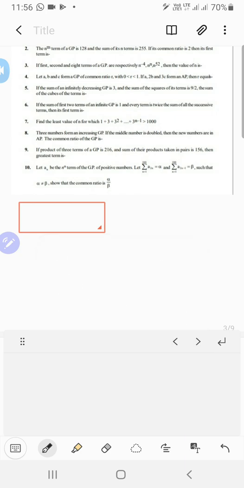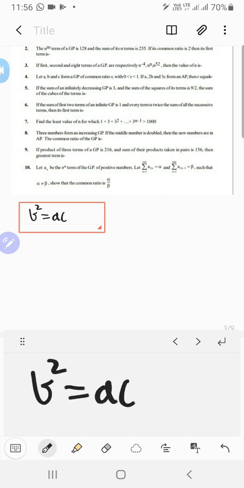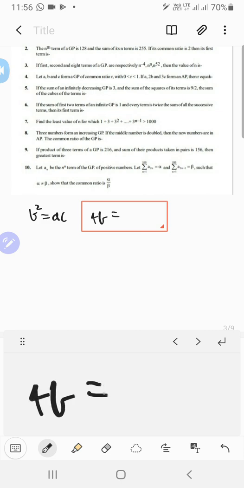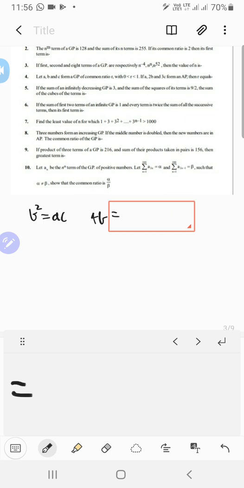Okay, so A, B, C form a GP with a common ratio r. So we know that the middle term is B, so we can say that B squared is equal to AC. And then you also know that A, 2B and 3C form an AP, which means that 2 times the middle term, which is 4B, is equal to the sum of the first and last term, which is A plus 3C.